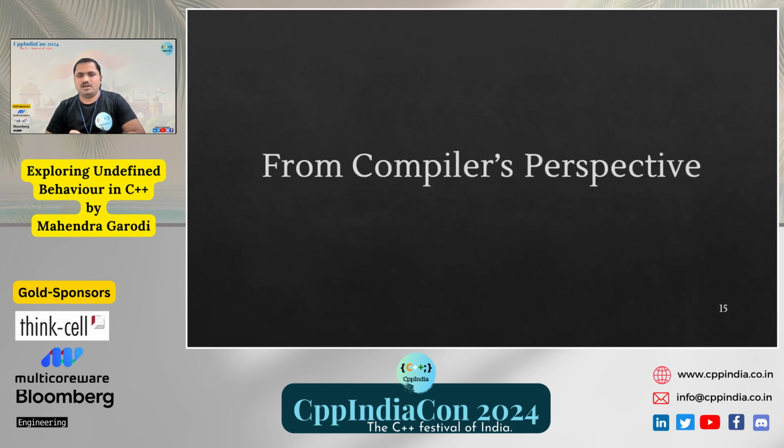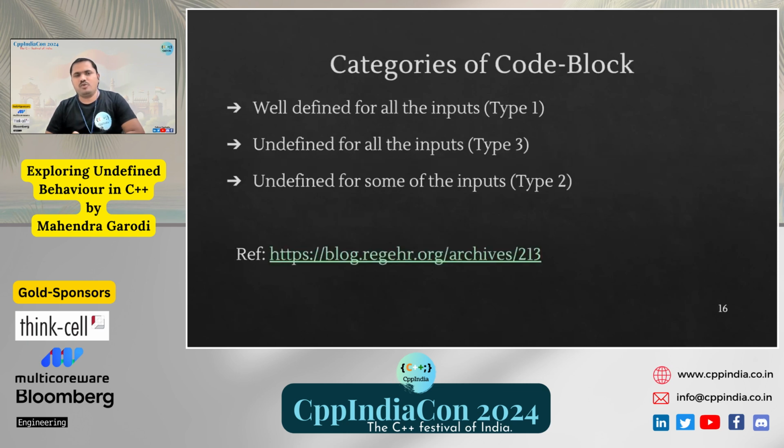Okay. So now from here, we'll see some examples from the compiler's perspective, how your compiler sees your program and how it detects undefined behavior. Before going into that section, what I want to do is categorize any of our code into 3 categories. The first category is, let's say, well defined for all inputs. So the compiler can prove that there is no undefined behavior irrespective of the input, then it will generate sensible assembly instructions for that.